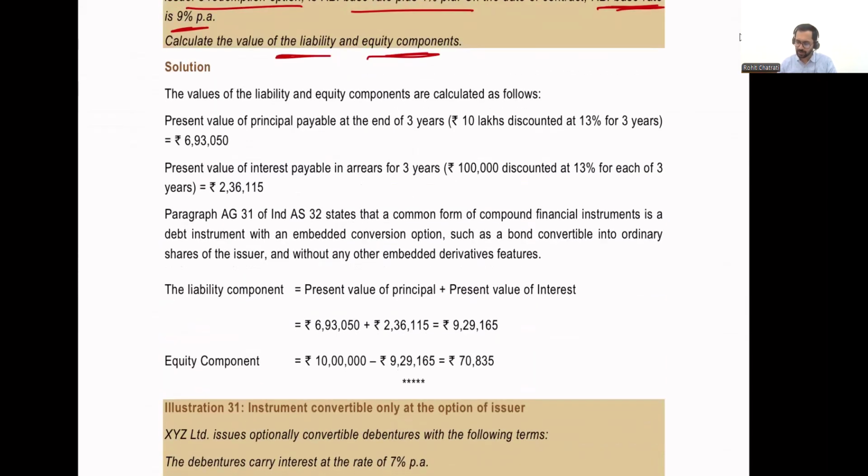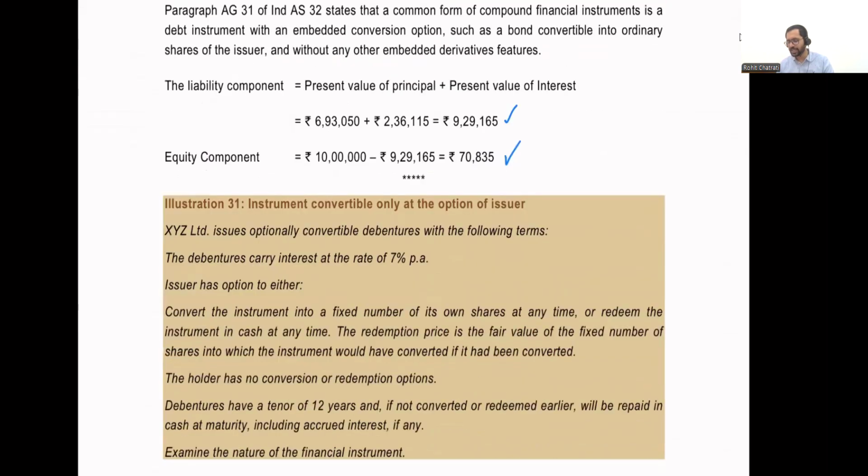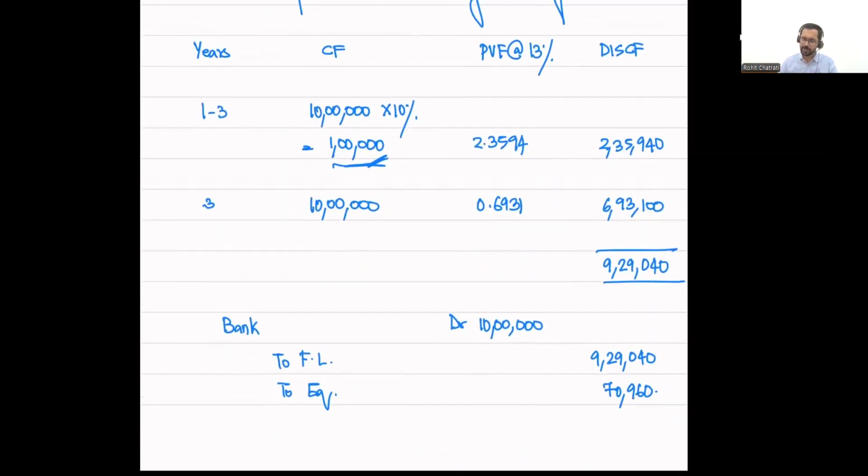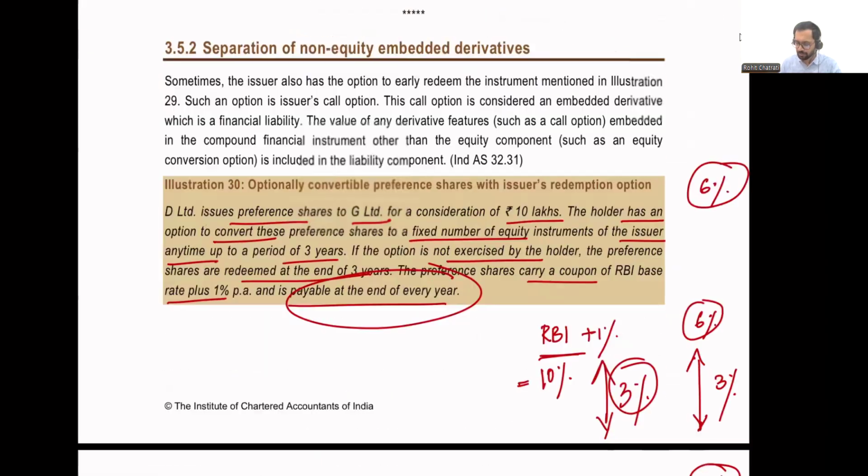The solution in the question also has 9,29,165 and equity as 70,835. There's a bit of rounding difference, probably because of different annuity factors that we may have taken. So with that, we're done with illustration number 30.